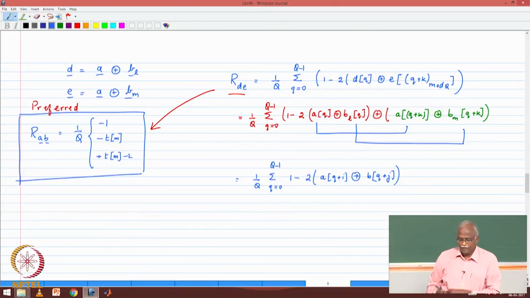Okay? What did the property of the preferred sequences tell you? Any shifts of the original two sequences A and B have to be one of these three values. So you can then say, oh, these are just two cyclically shifted versions. One is a cyclic shifted version of A, other a cyclic shifted version of B. So this is R_DE. This should also have the same three values.